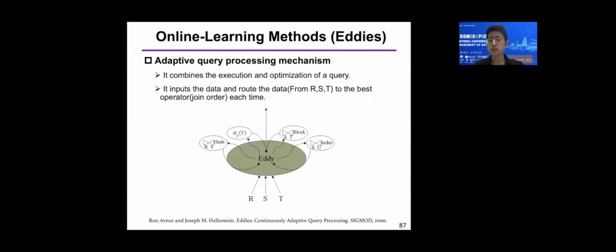Another class is the online learning-based methods. This class of methods focuses on learning a join order using adaptive query processing, which can change the join order even during the execution. Avnur has proposed an adaptive query processing mechanism called Eddies, which combines the execution and the optimization of a query. It learns and generates the join order during the online execution of a query.